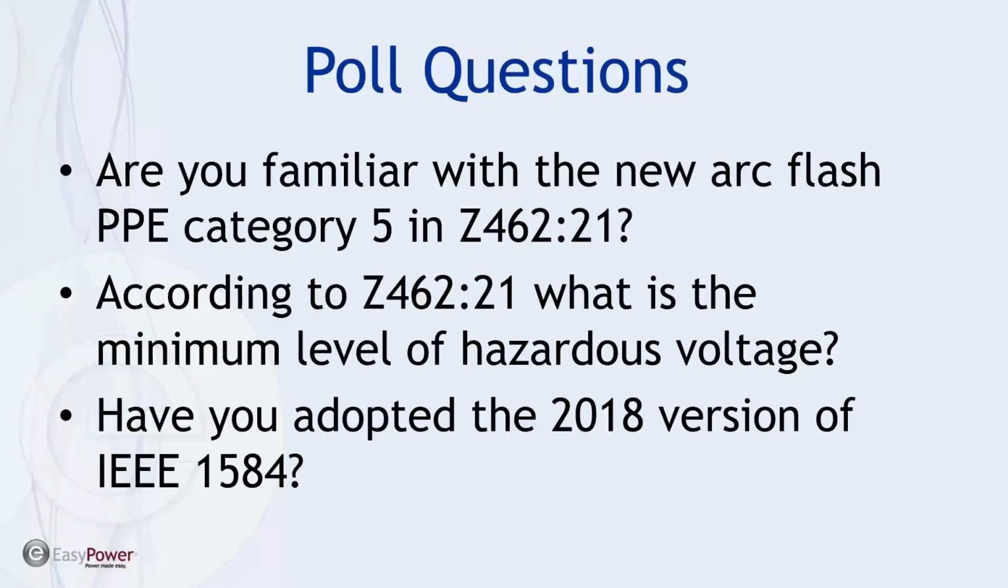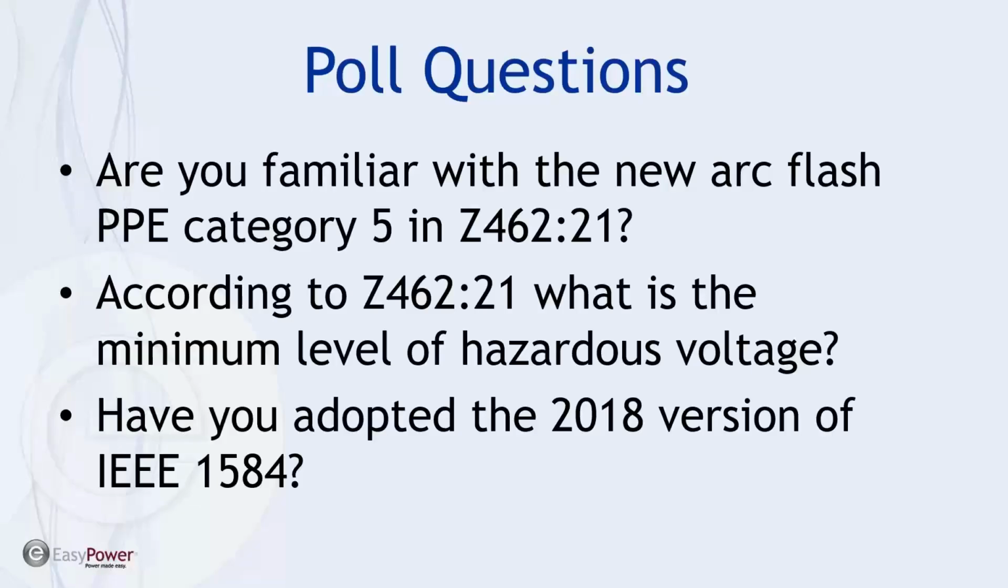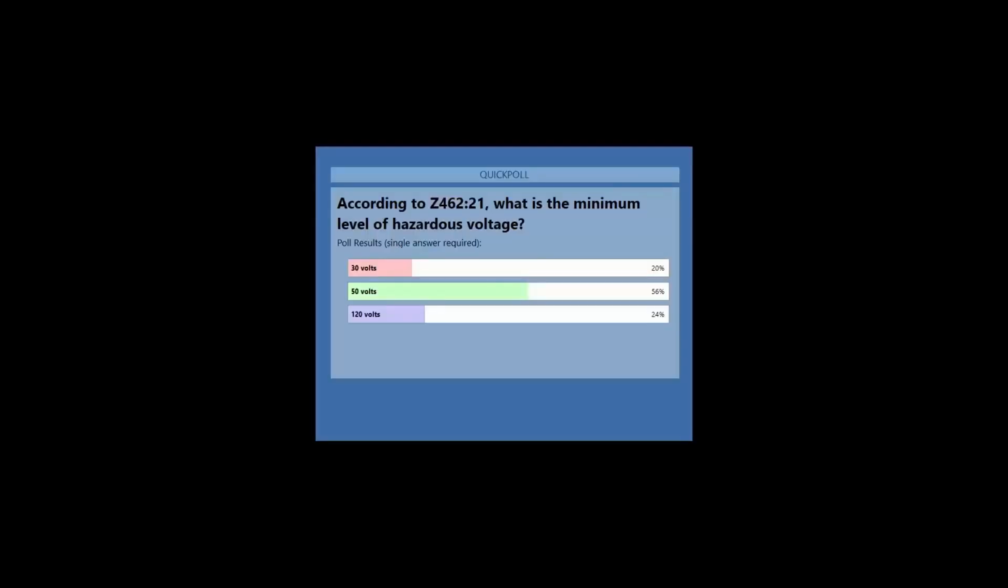And then the second question is, according to the current version of Z462, what's the minimum level of hazardous voltage? Again, this is an area where there's a delineation or a separation between Z462 and NFPA 70E. And it's good to know where the chips fall based on the customer base you're trying to serve. So it looks like we have close to a quorum here. Thank you for your input. Here's how folks have weighed in. Now, there is a right answer here, and we'll wait to see what Simon has to tell us because I'm not the authority on it. But thank you for participating.